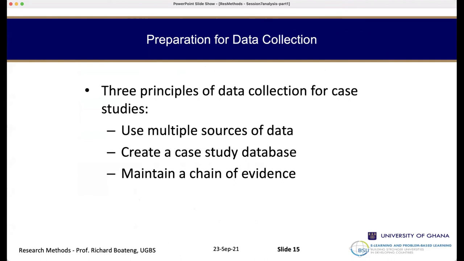Good morning. Okay. Three principles of data collection for case studies. One thing we saw in the previous slide is that because we want to achieve all three forms of validity and reliability, it's important that we use multiple sources of data, create a case study database, and maintain a chain of evidence. These three things matter. The chain of evidence is for what? It's for internal validity. Creating a case study database is good for reliability. It's also good for construct validity. And then using multiple sources of data is for what? Construct validity, and then internal validity.